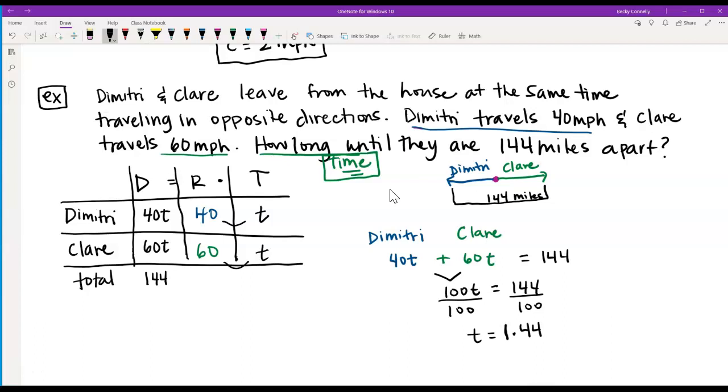So it's kind of nice. We were dividing by 100. It just moved that decimal place. All right, 1.44 what? Hours. Okay, so it's not quite 1.5 hours, right? So a little less than 1.5 hours, but we'll just leave it like that.